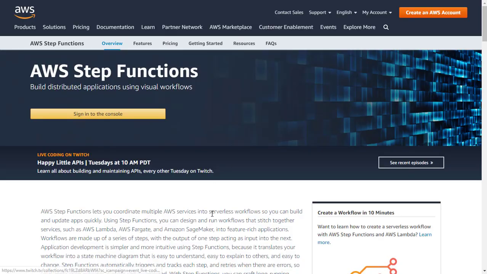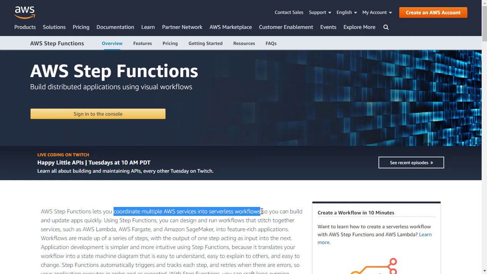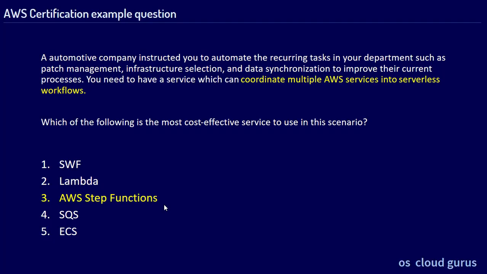And we look into the very beginning of the description of the overview of AWS Step Functions. We can find the answer to this question here, at the very beginning. So again, you don't have to know anything about Step Functions or have much practical experience. No, the overview page is going to be enough for you to answer this question.